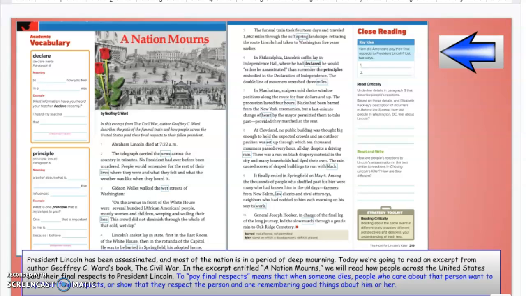Ward. In this excerpt from The Civil War, author Jeffrey C. Ward describes the path of the funeral train and how people across the United States paid their final respects to their fallen president. Abraham Lincoln died at 7:22 a.m. The telegraph carried the news across the country in minutes. No president had ever before been murdered. People were to remember for the rest of their lives where they were and what they felt and what the weather was like when they heard it.